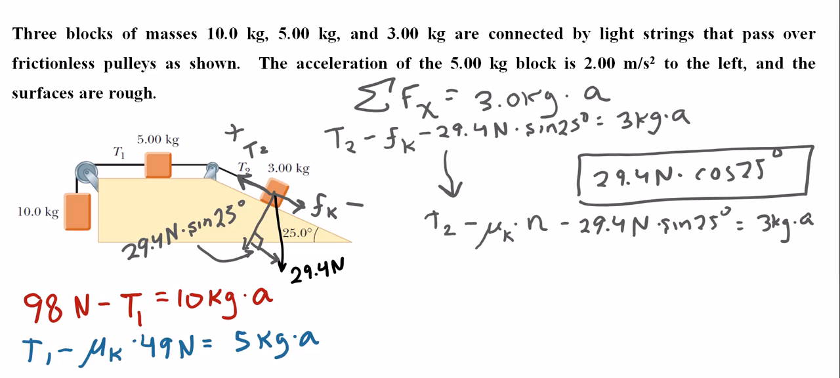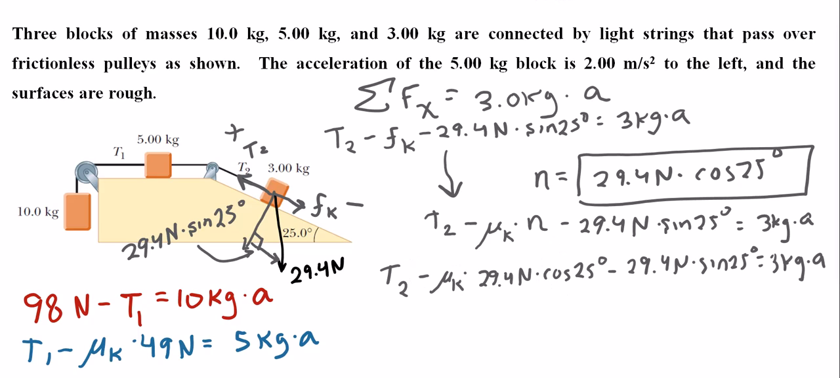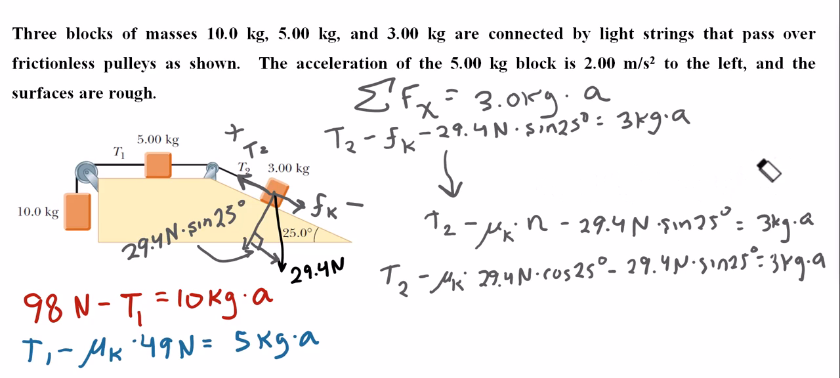Now, for those of you still wondering and still suffering and being tortured, yes, I intentionally made a mistake earlier on, hoping that you'll catch it. We'll discuss in a bit. Let's keep working on this setup right here. So I have the T2 minus the mu k times the normal. This is the normal, right? This is what we got before when we set up the y-axis for the 3 kilogram mass. So I'm going to put that back into here. And we get this monstrosity. So we no longer need this up here.